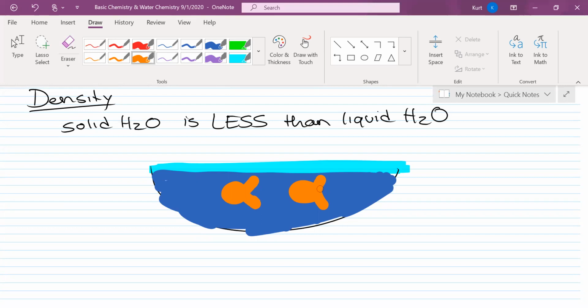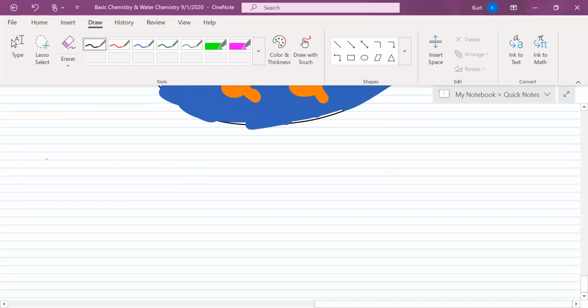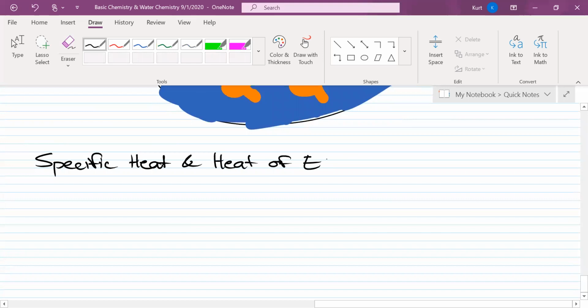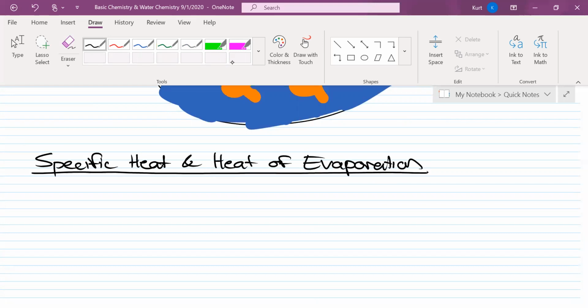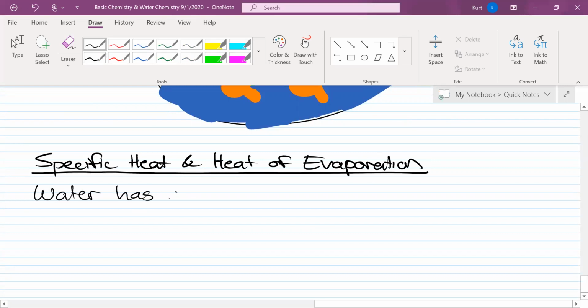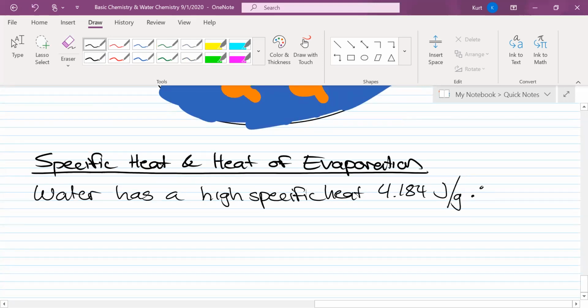Okay? And then finally for today, in this lesson, let's talk about water's specific heat and heat of evaporation. And this is all due to the hydrogen bonds. Water has a very high specific heat. I think it's like 4.184 joules per gram per degree Celsius. I might have those flip-flopped.